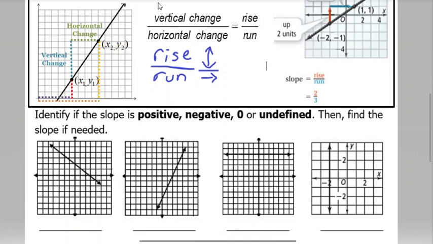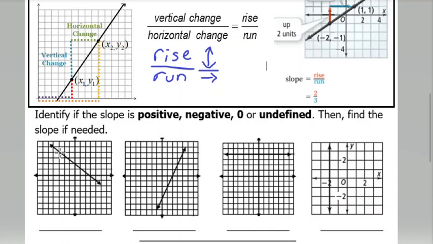All right, before we continue, there are 4 different types of slope we need to know about. When you're reading a graph, you always want to look from left to right, just like if you're reading. So if I was reading this sentence, I would identify if the slope is positive, negative, 0, or undefined, then find the slope if needed. You see how I read from left to right? We read graphs also from left to right.